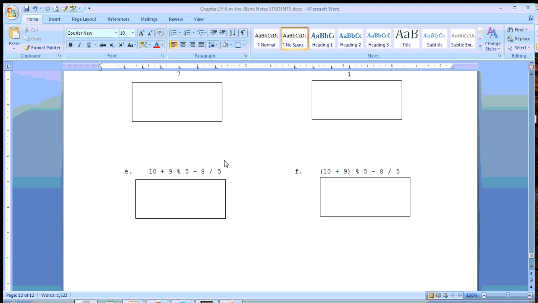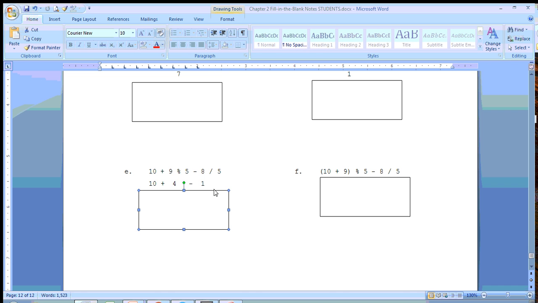precedence lines. So the first one, you have a plus, a modulus, a minus, and a division. The modulus and the division are on the same order of precedence, and so you go ahead and you do the left one, the one you see on the left first. So 9 modulus 5, 5 goes into 9, 1 with 4 left over, so it's going to be 10 plus 4. 9 modulus 5 is 4.